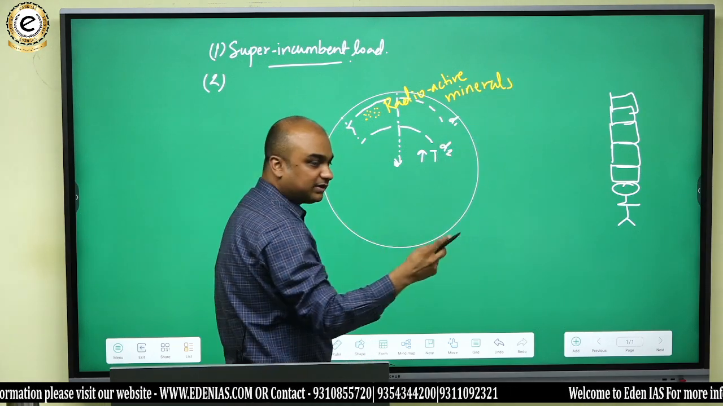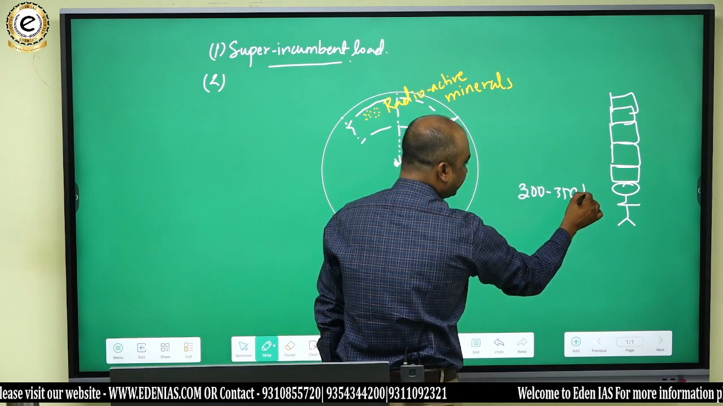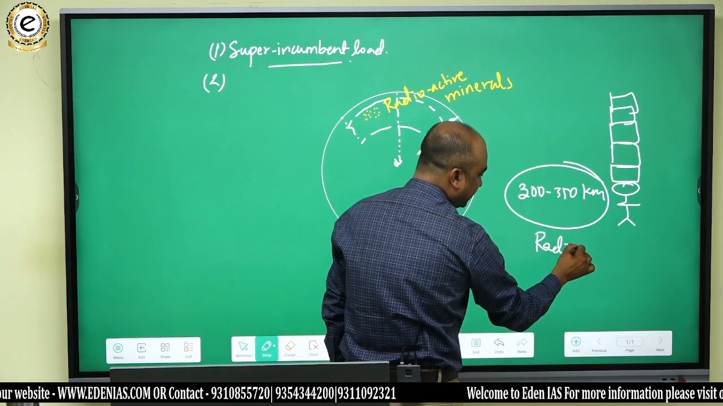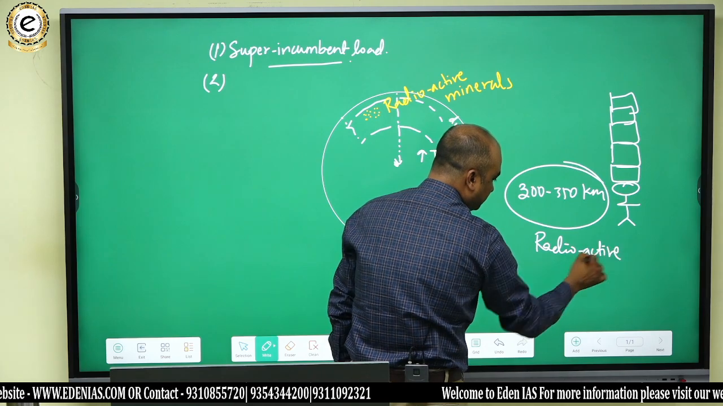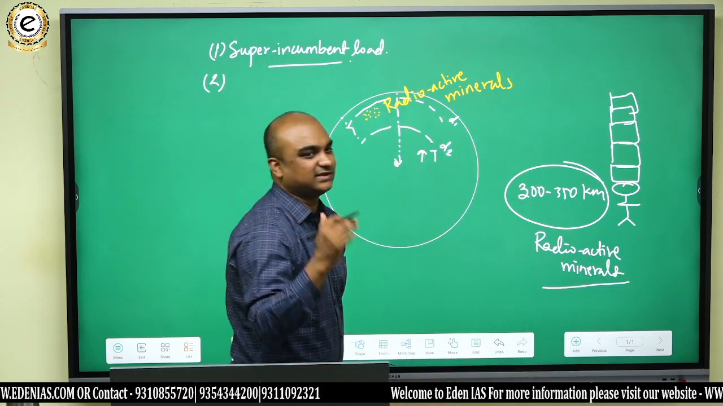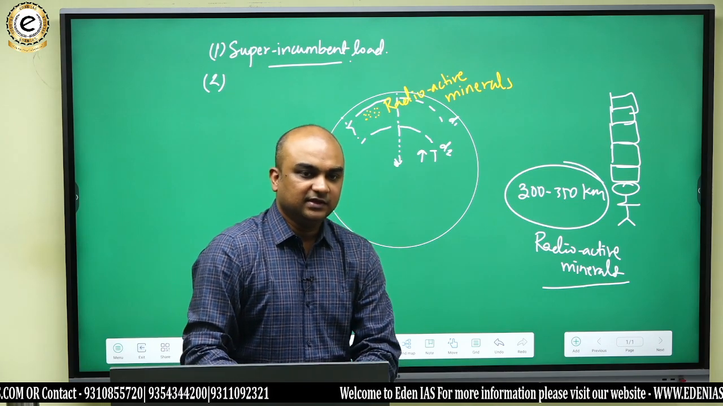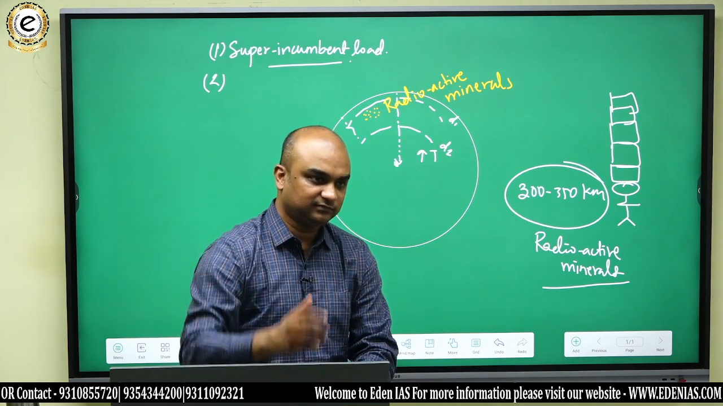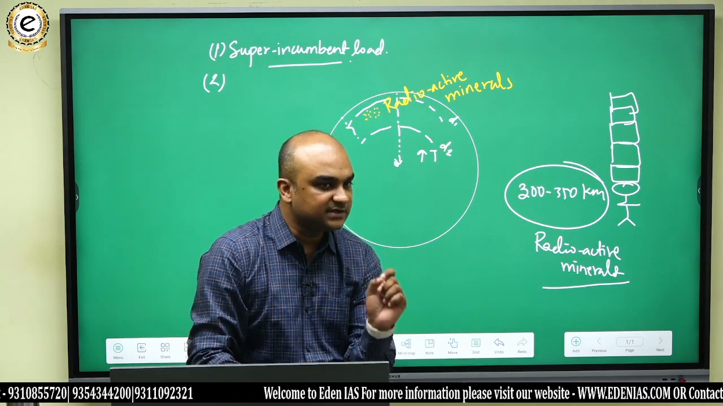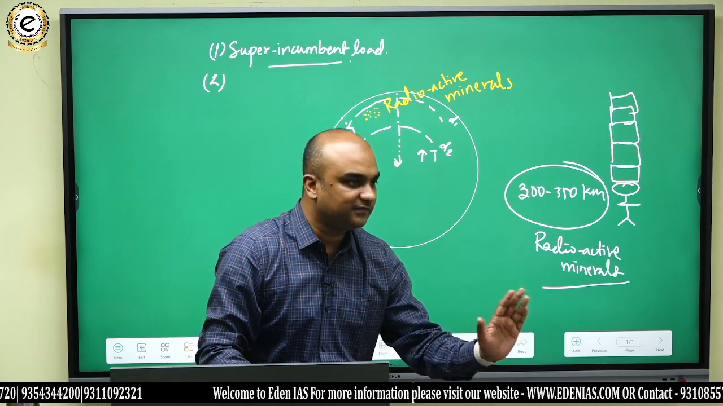जैसे कि at about a depth of 300 to 350 kilometers, there is high concentration of radioactive minerals. अब ये radioactive minerals क्या होते हैं? Radioactive minerals are those minerals that break down with time, disintegrate with time. You understand that? And this disintegration is known as radioactive decay or radioactive disintegration.